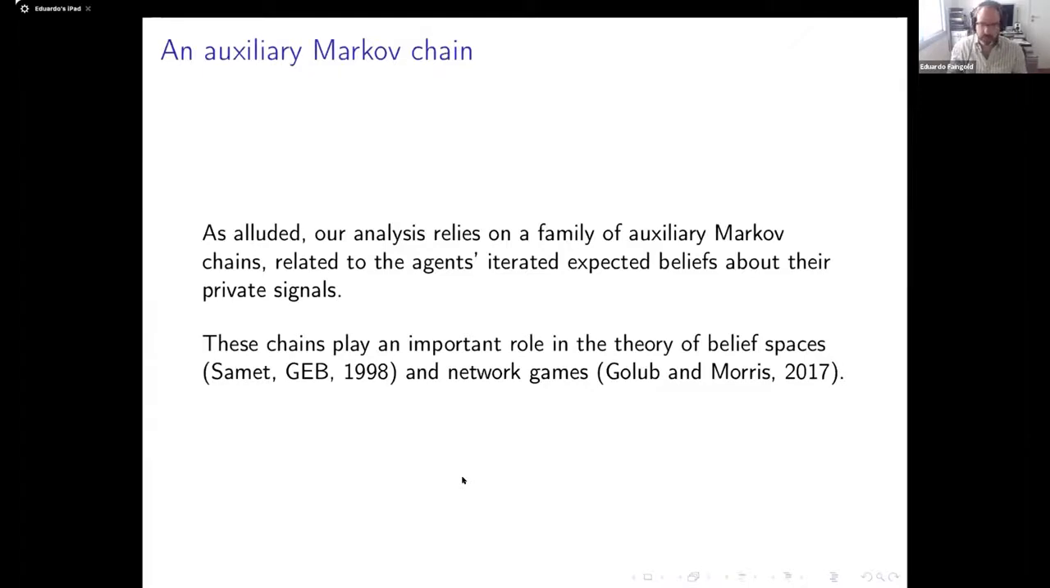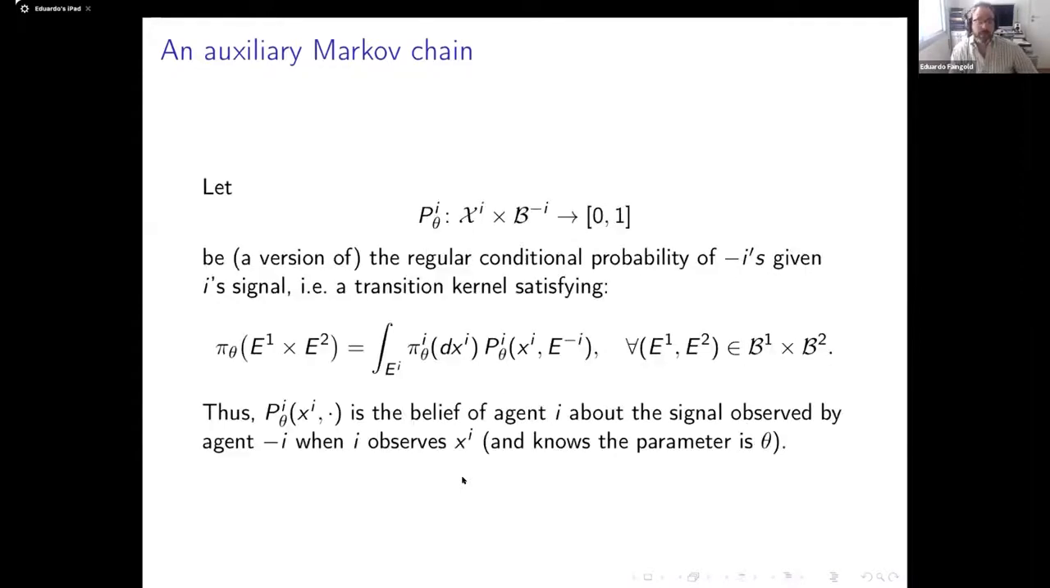This chain, as I mentioned before, shows up in the theory of belief spaces, in Samet, for example, and it shows up in recent work by Golub and Morris on network games. And the chain is the following. Everything is happening now in one period. Forget about time here. The time parameter in this auxiliary chain is actually levels of the hierarchy, not calendar time. So I have the joint distribution over signals, and let's fix the state at the parameter, which the players are going to learn anyway.